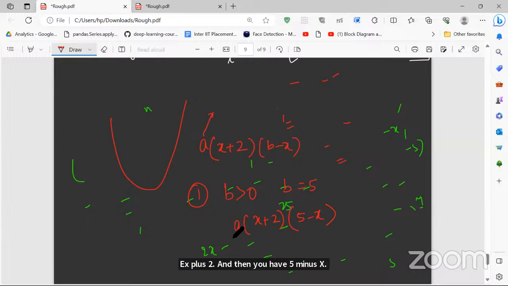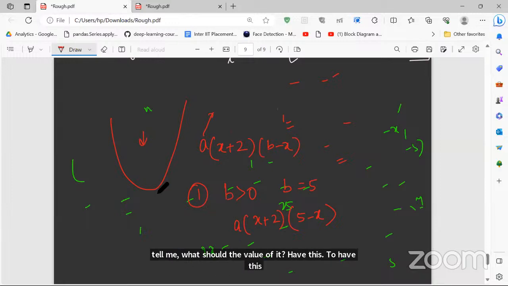Now tell me, what should be the value of a to have this type of plot? a negative, correct? a should be negative, right? Yes, sir. Why is a negative? Because here x has a minus, right? So the coefficient of x will be negative. To make it positive, a should be negative. Correct? Did you understand or not?